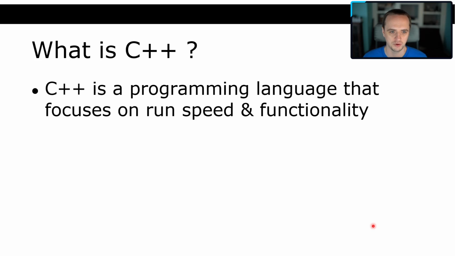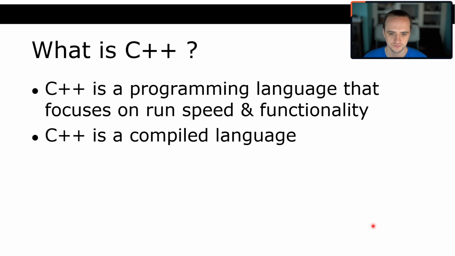So, what is C++? Of course, you all know that it's a programming language. C++ is a high-level programming language, so not as high level as something like Python, but it's higher level than something like C. It focuses on run speed and functionality. C++ is a language in which you can create very, very fast programs, but also very, very slow programs if you're not careful. It also has a ton of functionality built into the standard template library, which we'll be going into a little bit at the end of the lecture. C++ is a compiled language, unlike something like Python.